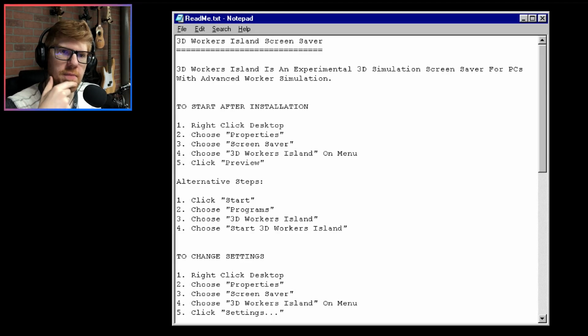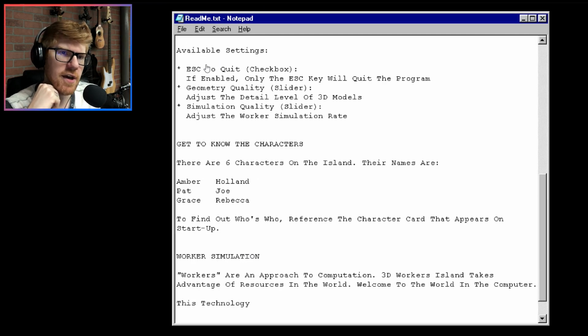All right. Oh, we got the README. Okay. It's an experimental 3D simulation screensaver for PCs with advanced worker simulation. Yep. Desktop properties, screensaver, 3D worker on menu previews, alternative steps, start program, start island. Okay. Change settings, screensaver properties. Okay. Settings, available escape to quit, checkbox. If enabled, only the escape key will quit the program. What otherwise? I guess probably any button to end a screensaver, right?